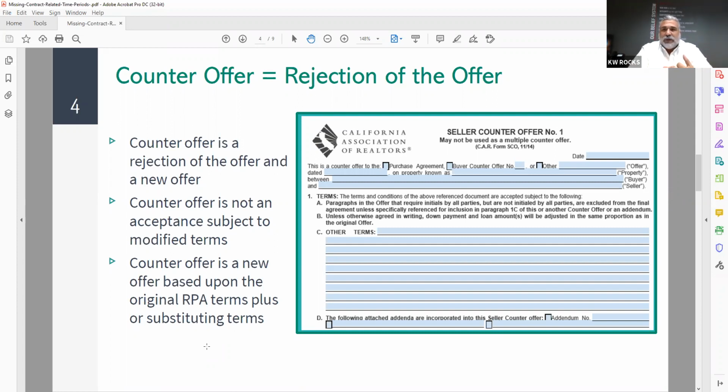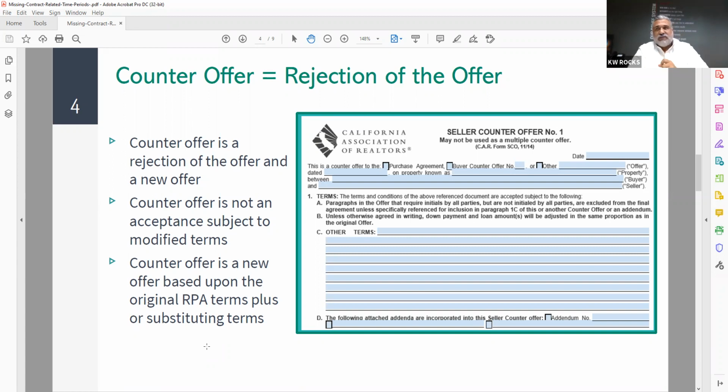Now there's 3 components to the counter offer, ladies and gentlemen. There's the seller counter offer. There's the multiple seller counter offer. And then there's the buyer's counter offer. So whoever you represent is the offer that you're going to submit. So don't submit a seller counter offer when you're working with the buyer. So it's always going to be buyer counter.